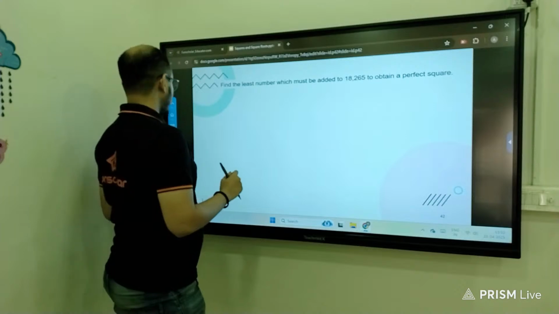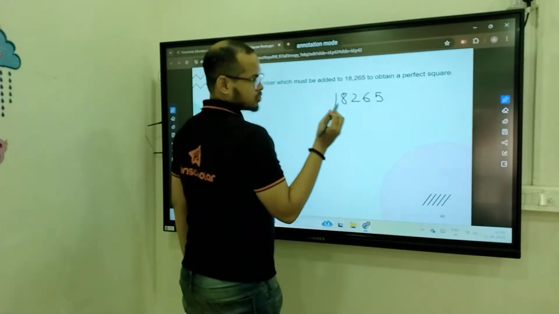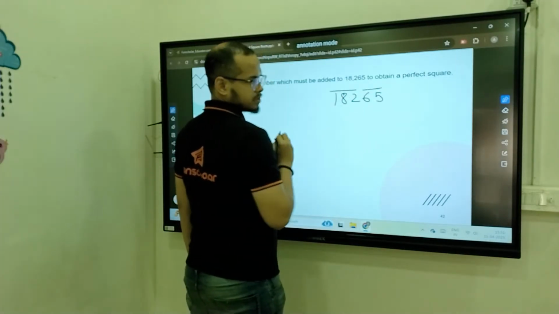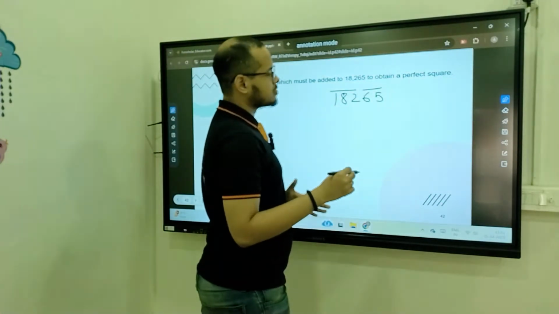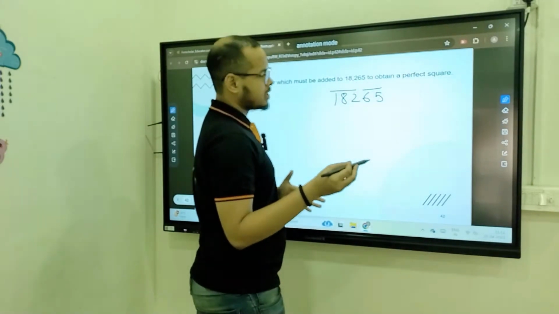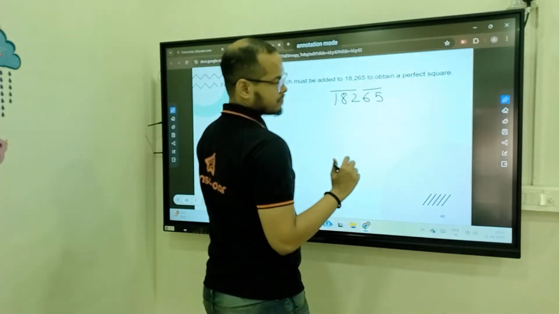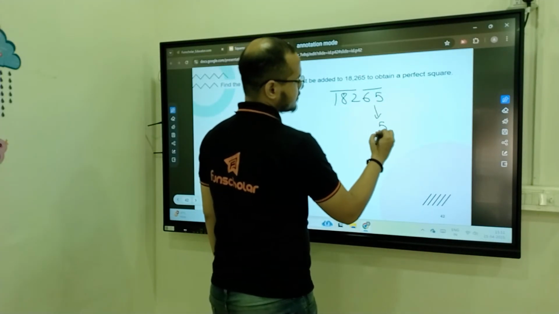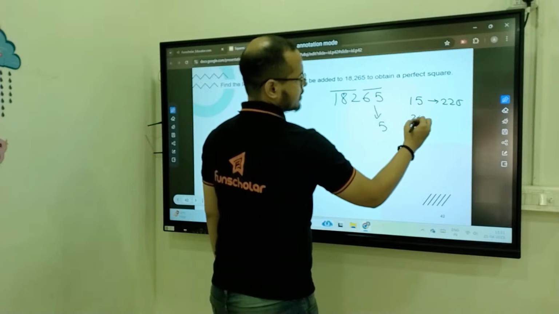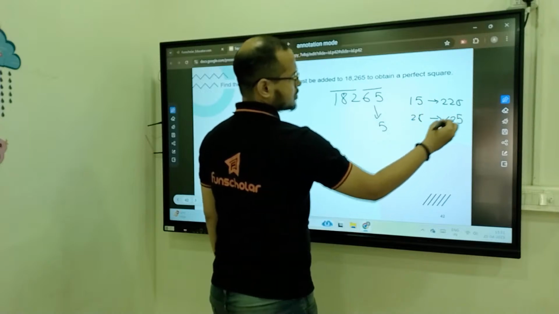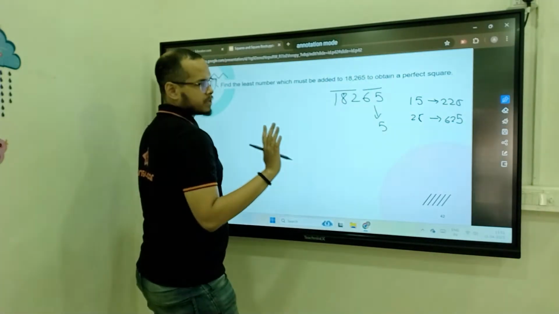So what did I do now? 18265. First thing I do, it is a square. So I am breaking it into two numbers, 65 and 182. If there is any square and the unit digit of that square is 5, the answer has to be nearby 5. I wrote down just 5 here, because can you see 15 square is 225, 25 square is 625. Like that, you have an idea. Unit digit is 5, so the nearest one should also have something like 5 only.